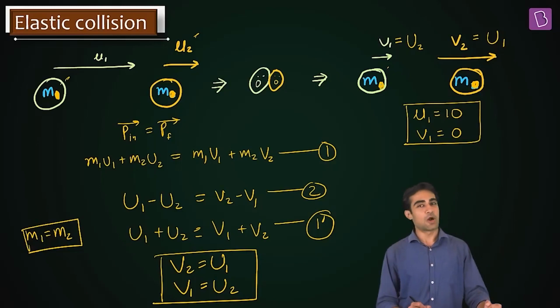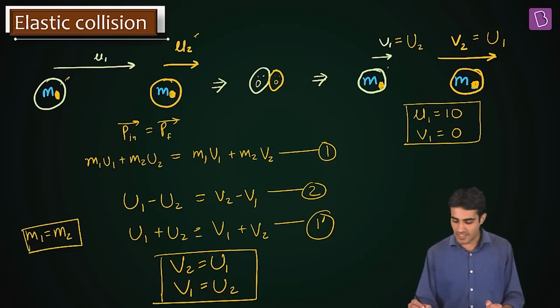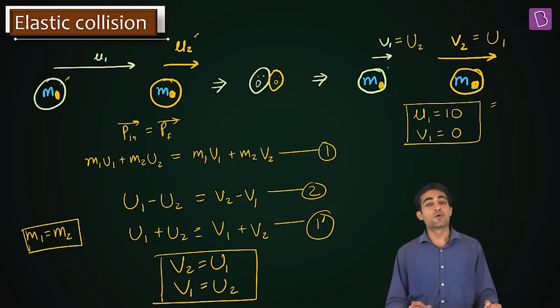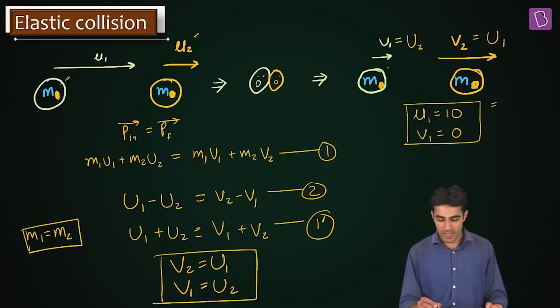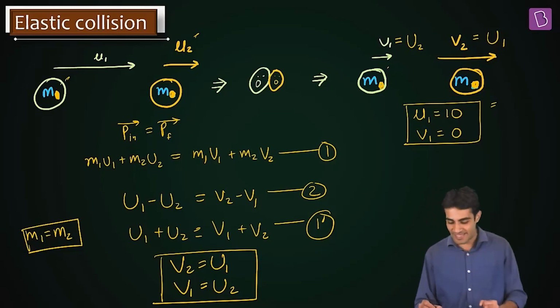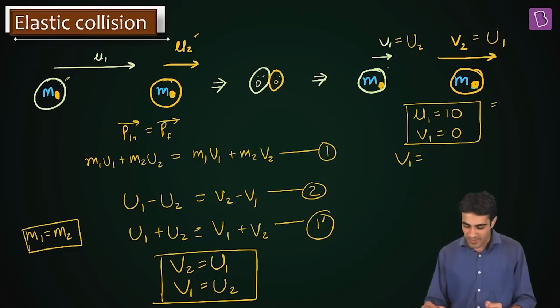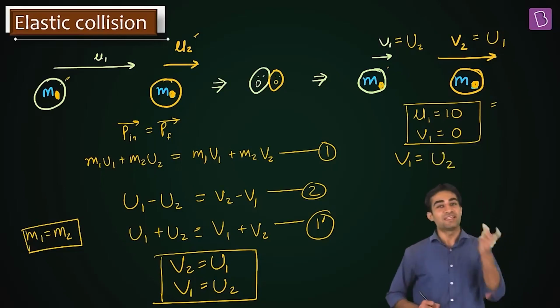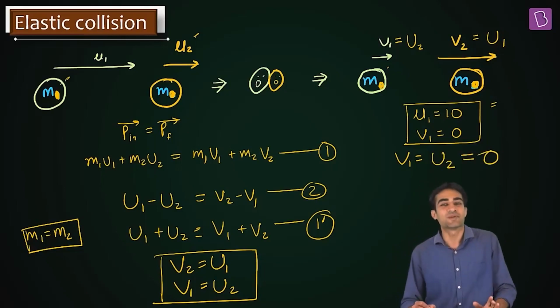Okay, we got it. So, in our case, they gave us the initial velocity of the first mass, the green mass, to be 10. And they gave us the final velocity of the green mass to be 0. V1 is equal to 0. Yes. But we know V1 must be equal to U2. Yes. And this means U2 is also equal to 0.